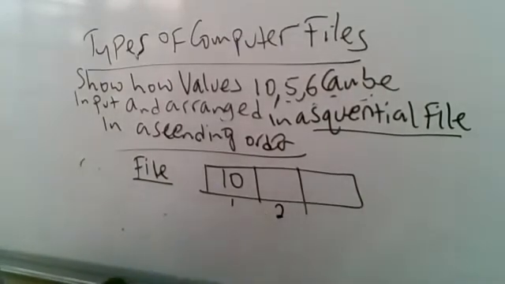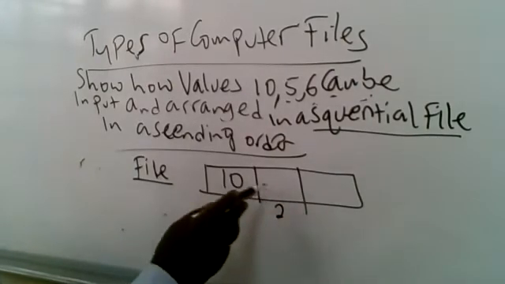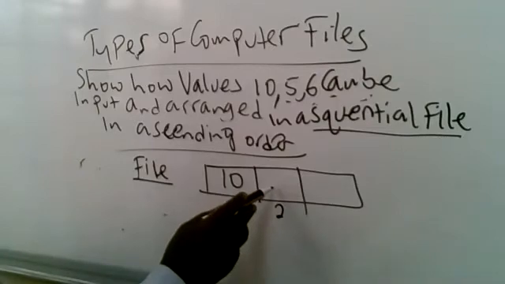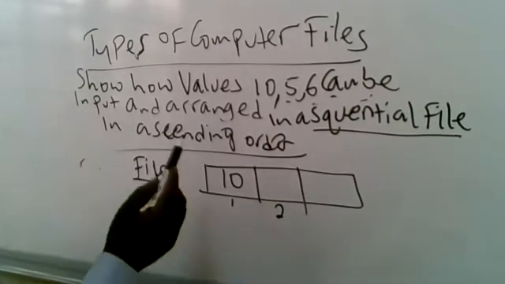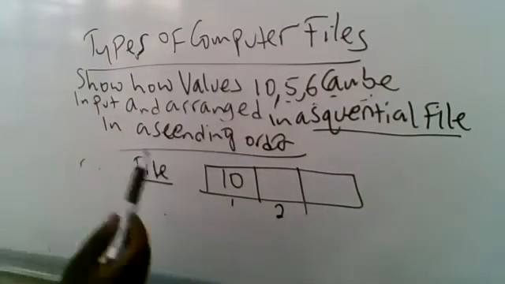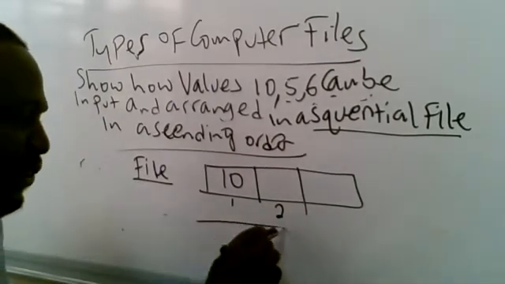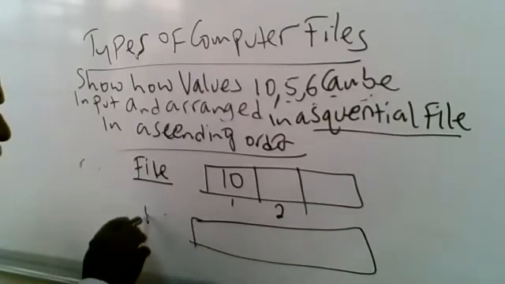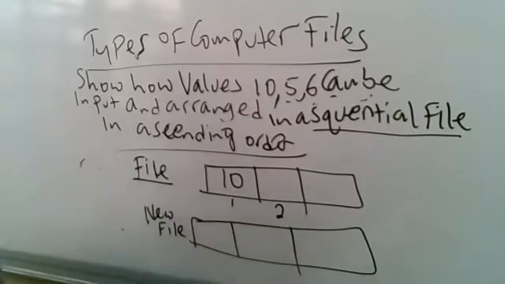Then in position 2, we need to put 5, but 5 won't maintain the order. So we can't put 5 in position 2. Why? Because 5 must come before 10. So what will the computer do in this case? The file already has 10, but now I want to add a new value. Whenever a new value is going to be added, what the computer will do is this: it will create a new file, an extra file.